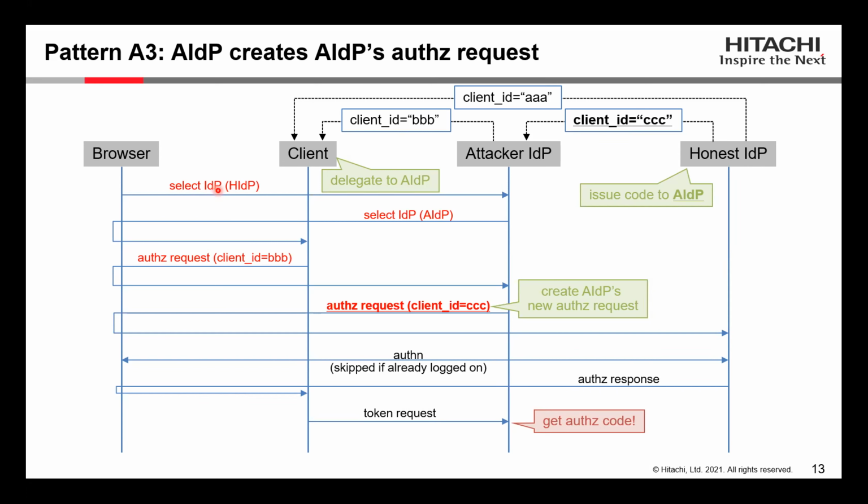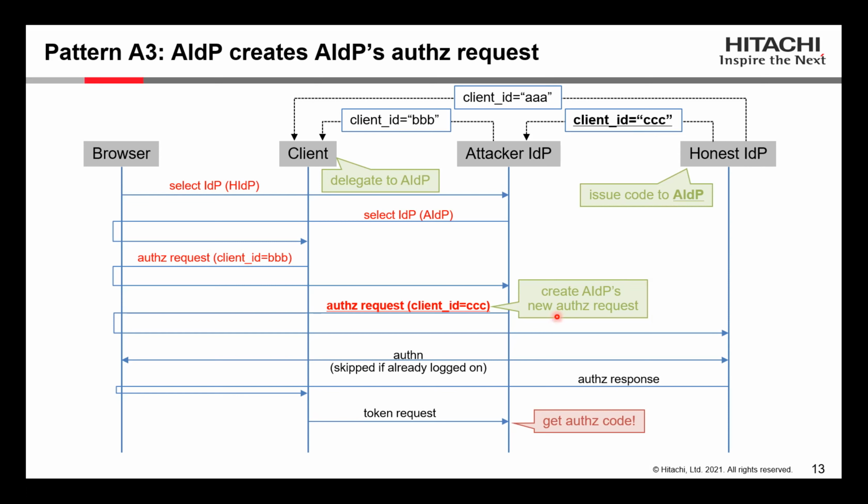User selects HITP in the browser. The network attacker manipulates this request and makes this request reach AIDP. Then AIDP redirects the browser to the client as if the user selects AIDP. So the client sends an authorization request to AIDP, not HITP. Then AIDP creates AIDP's authorization request, not the client's authorization request. This can be done because AIDP is registered to HITP as a client.